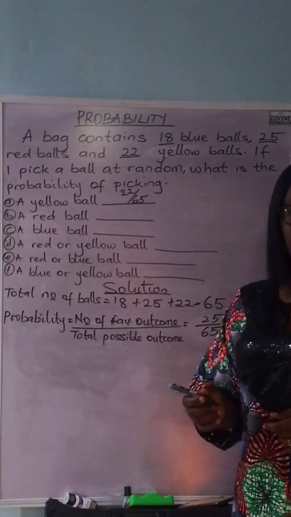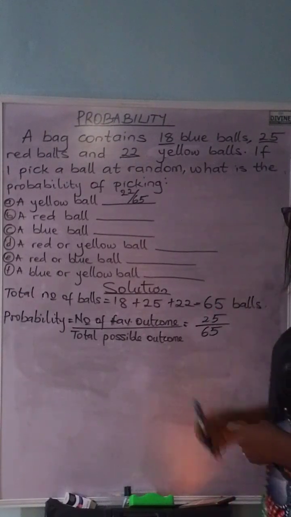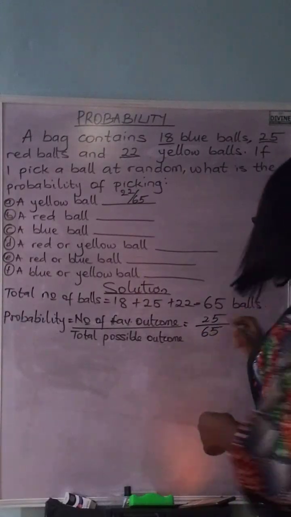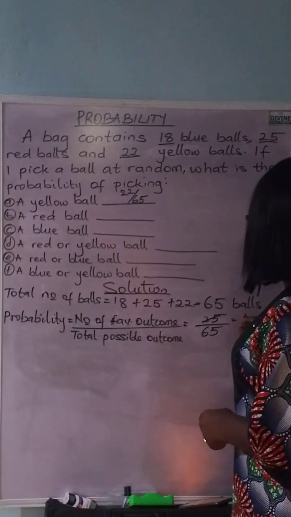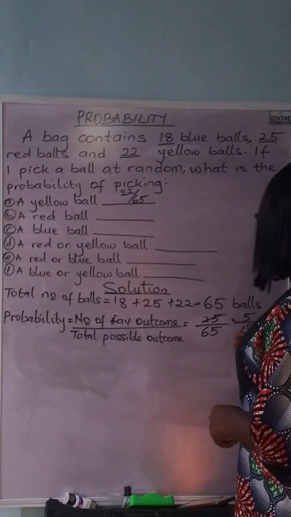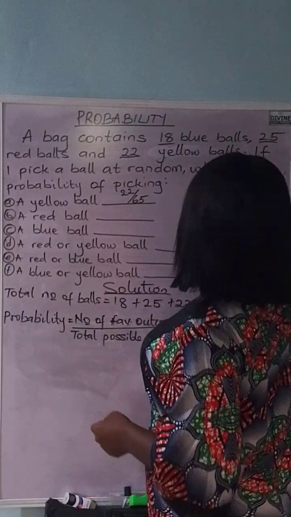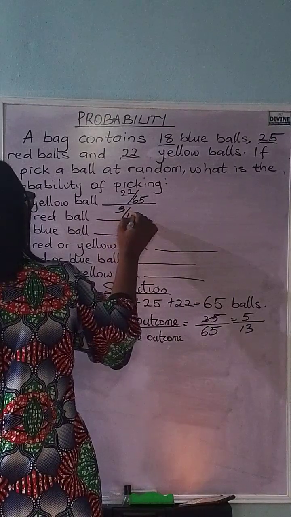But we cannot leave our answer like this because it's not in the lowest term. What can divide this number? They both end in 5, so we know that 5 can divide. If 5 divides 25, we have 5. If 5 divides 65, we have 13. So the probability of picking a red ball is 25 over 65, which has given us 5 over 13.